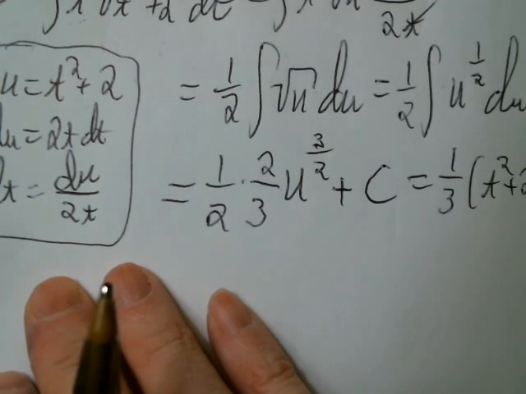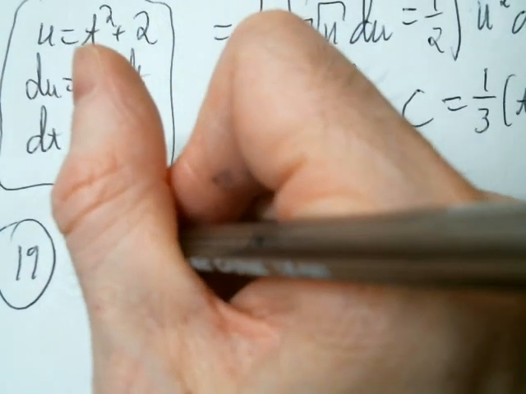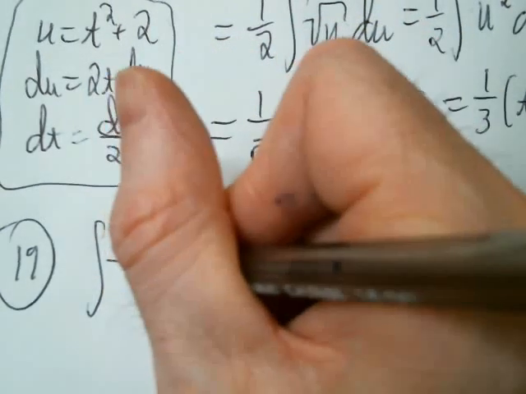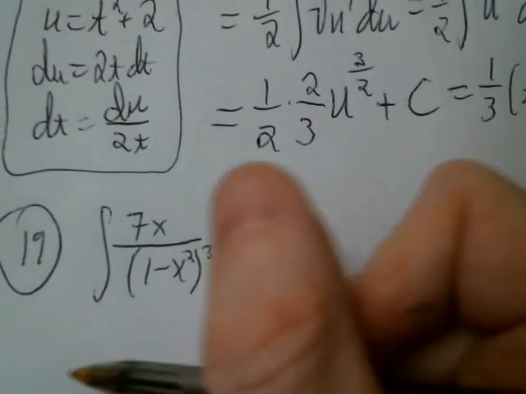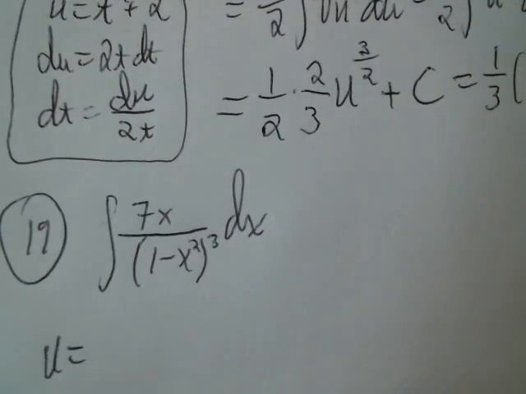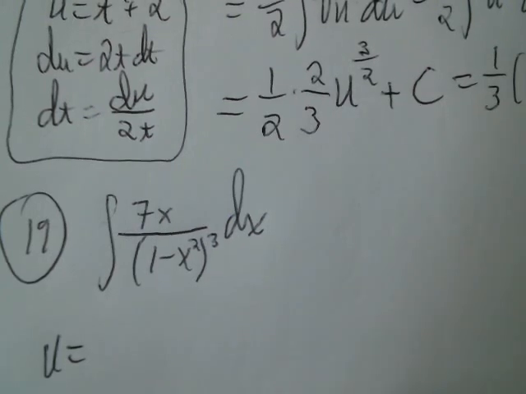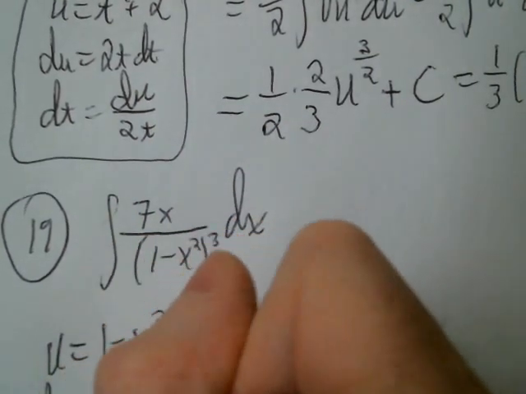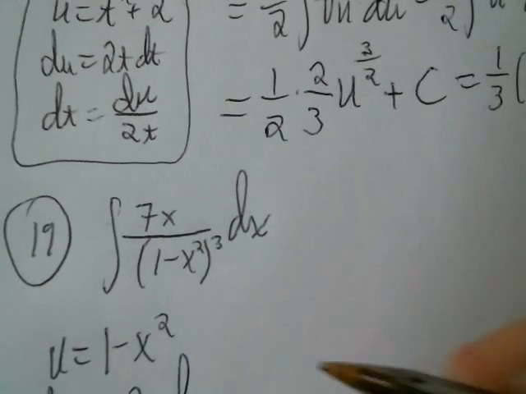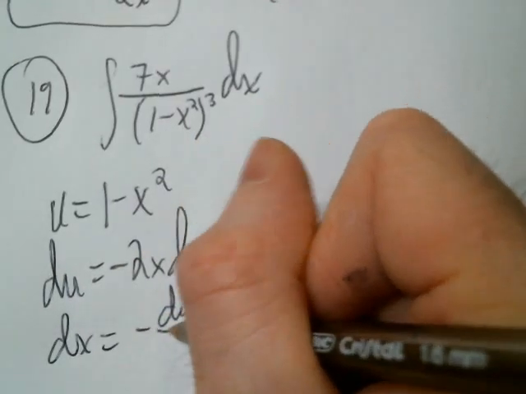Most everything else is just a variation on this theme. Let's look at 19. And what we have is 7x all over 1 minus x squared cubed dx. Okay, so a lot of the times whatever you see in the parentheses is what you want your u sub to be. But again, it's one of those things that just comes down to experience and doing hundreds and hundreds of integrals, making flashcards, that sort of thing. So u equals 1 minus x squared. du is negative 2x dx. Okay. And then I like to solve for dx, is negative du over 2x.